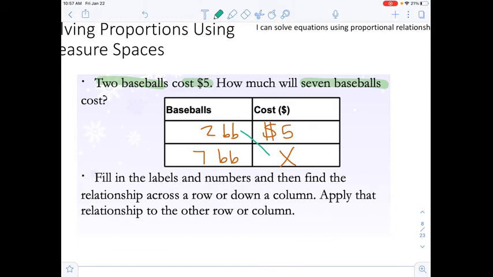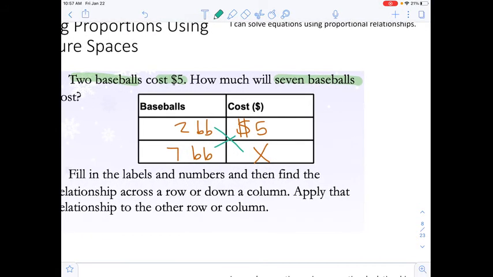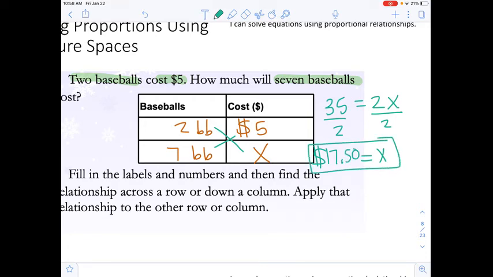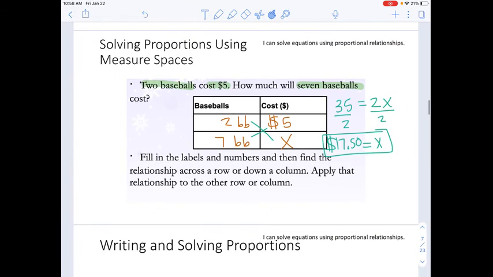I'm going to take 2 times x and 7 times 5 and set them equal to each other. So I'm going to take 7 times 5, which is 35, and set that equal to 2 times x, which is 2x. So again, the numbers that are across from each other. Then I'm going to divide both sides by 2, and I get x equals $17.50, and I want to make sure I have a label. So 7 baseballs would cost us $17.50.